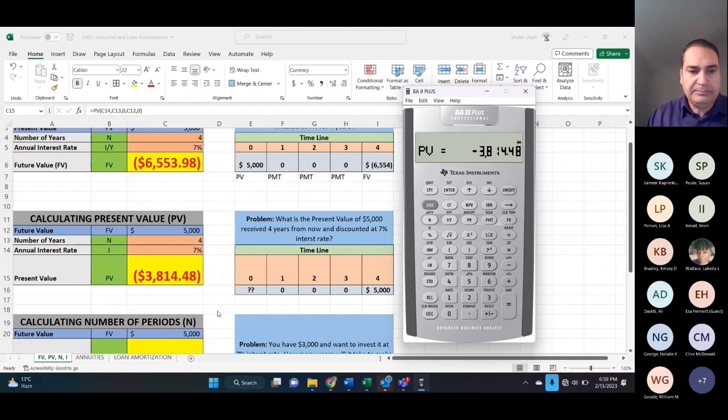Okay, all good. So please do expect similar problems in your exam one. You will be given these scenarios. You'll be given some information to find future value, present value, number of periods, and the interest rate. So these are the kind of problems that you can expect in your exam one.